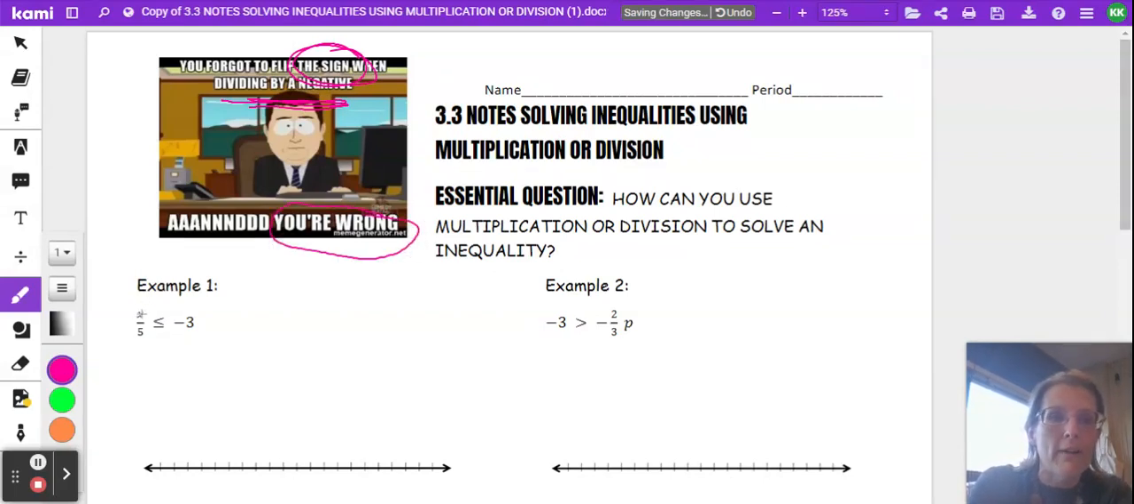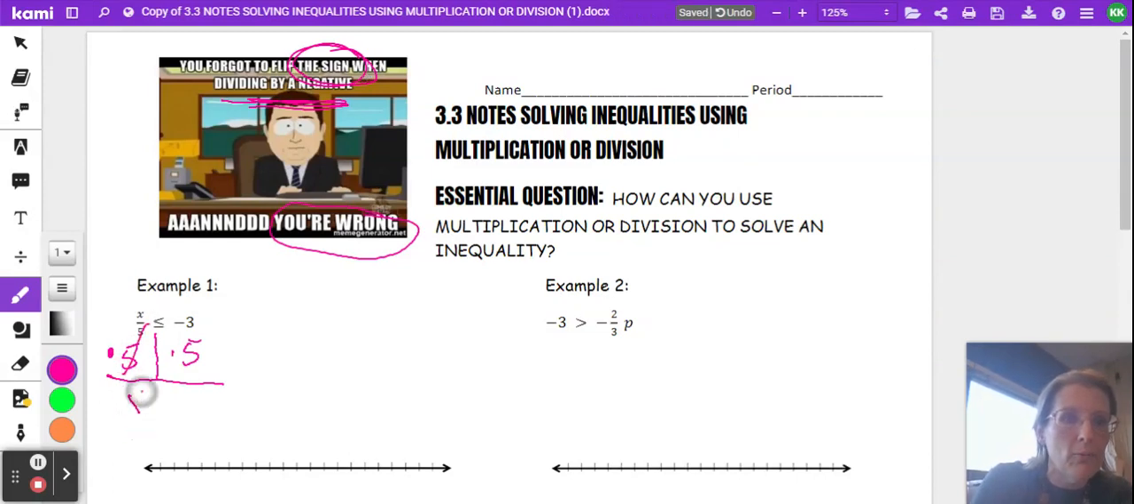Here's our first example. We have x over 5 is less than or equal to negative 3. Remember, just like with equations, we draw the line down, but instead of at the equal sign, it's at the inequality sign. Find your variable, it's x. That means divide, and you cancel divide with multiplication. So we're going to multiply both sides by a positive 5. Since we're multiplying by a positive, we do not flip the sign. That cancels out. We get x is less than or equal to negative 3 times 5, which is negative 15.